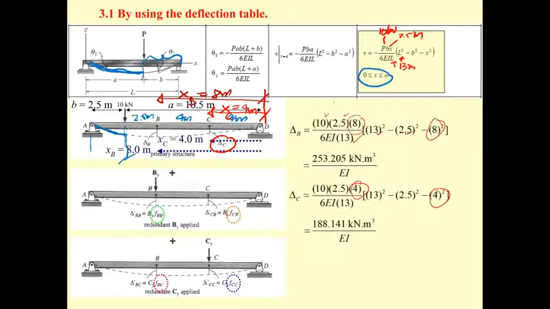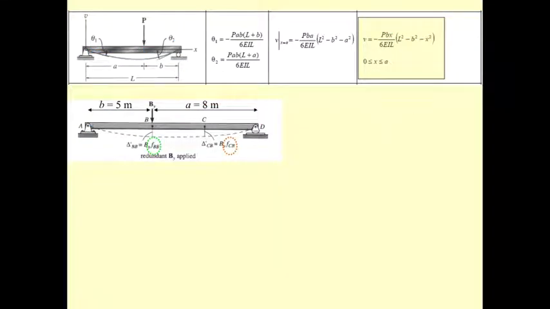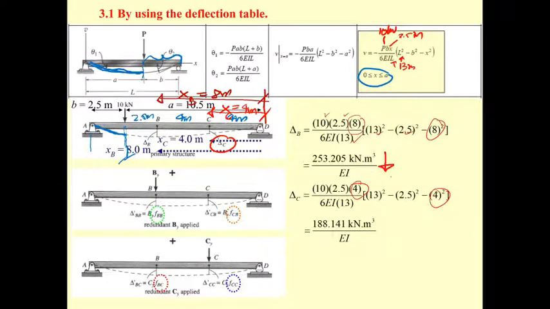Both of them are going to be in the downward direction. And does this make sense? The delta sub B is larger than delta sub C. Yeah, this just makes sense. And the other comes to this problem.